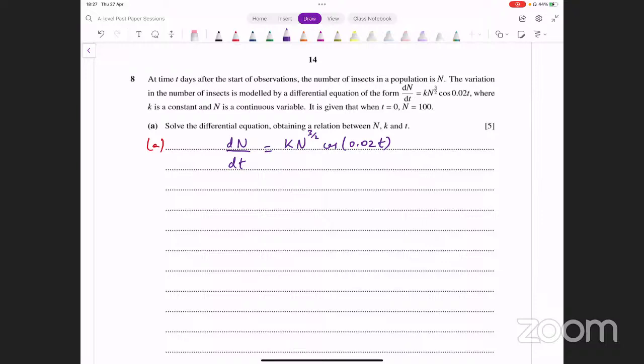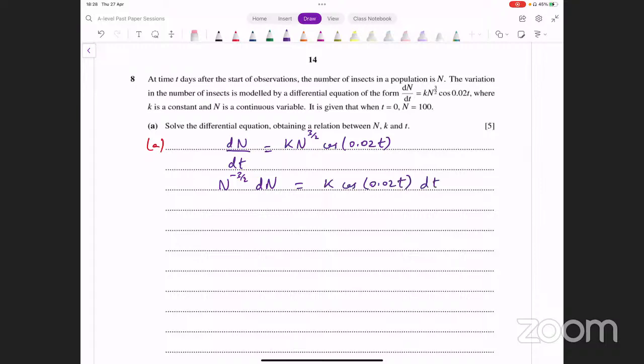t terms right पे रहने देंगे, n terms को left पे लाएंगे. इस n को अगर हम left पे लेकर आए तो ये क्या बन जाएगा? n raised to power minus 3 over 2. Denominator में होगा, उसको ऊपर लेके आएंगे तो power negative हो जाएगी, right? So minus 3 over 2 into dn. On the other side, you have k times cos of 0.02 times t into dt.